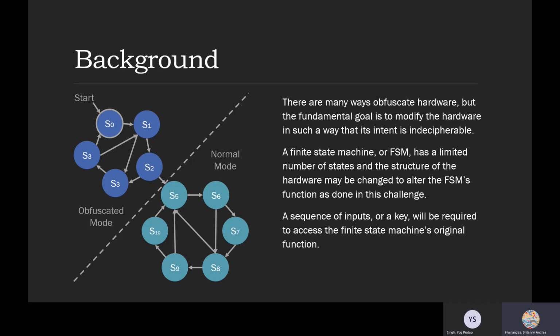There are many ways to obfuscate the hardware, but the fundamental goal is to modify the hardware in such a way that its intent is indecipherable. An FSM has a limited number of states, and the structure of the hardware may be changed to alter the FSM's function as done in this challenge. A sequence of inputs, or a key, will be required to access the finite state machine's original function. What we're seeing here is a shift from one state, from the obfuscated mode, to the normal mode, and that will be important for us to find out how to get from one to the other.